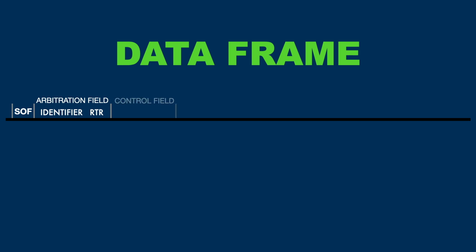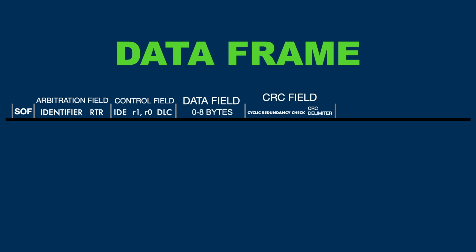After that, there is the control field, which consists of the IDE bit, reserve bits, and the data length code, which specifies the amount of data in the message. Then comes the data field, which contains the actual data that is to be transmitted. After that is the CRC field, which is 15 bits long, and its purpose is to act as a method for error detection. After that comes the CRC delimiter bit, which is always a recessive bit.